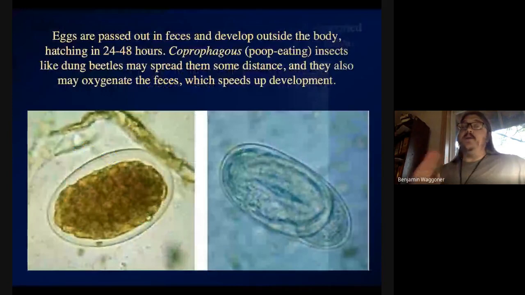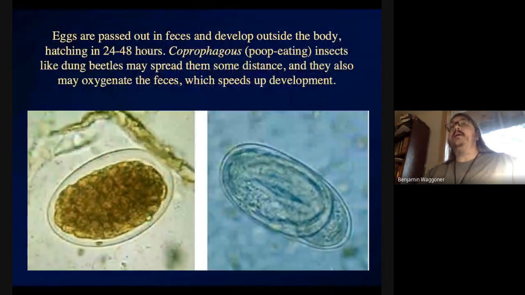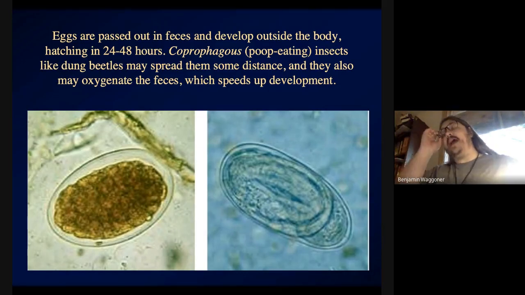So adult hookworm lives in human intestines. Eggs are passed out in feces. There's an early laid egg on the left and a later one. In the egg on the left you can still see individual cells. In the later stage egg, you can see the embryo clearly curled up in there. And these eggs will hatch in 24 to 48 hours.